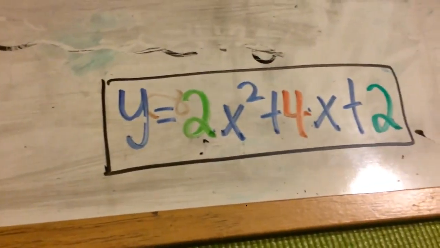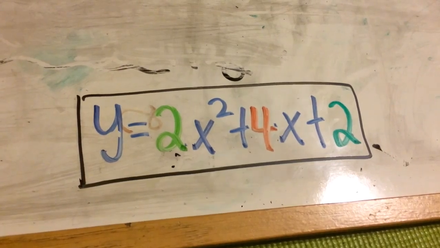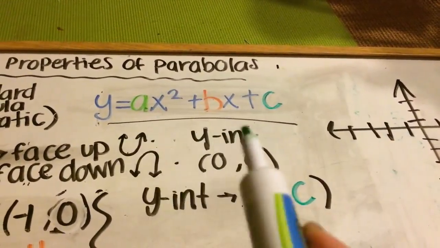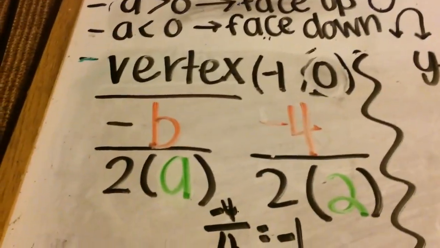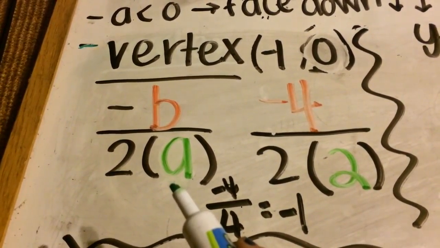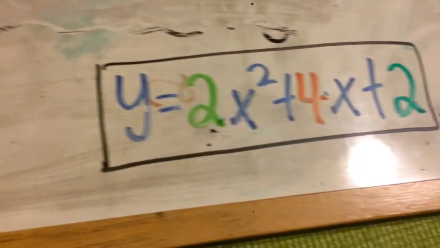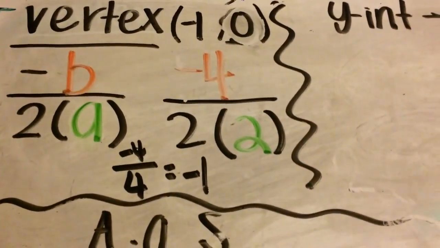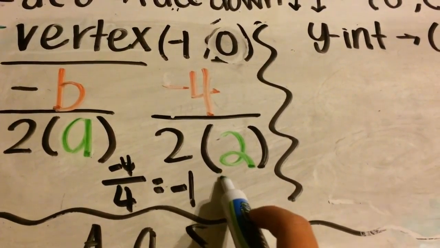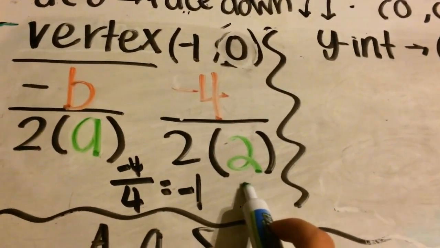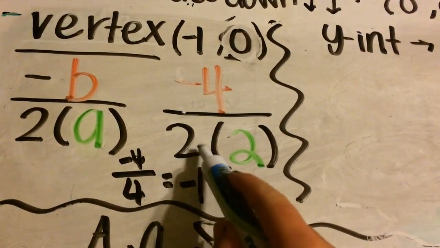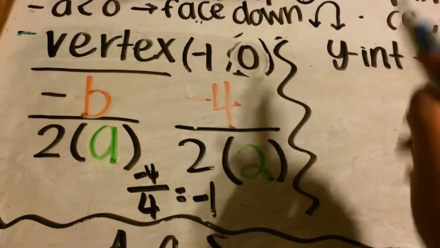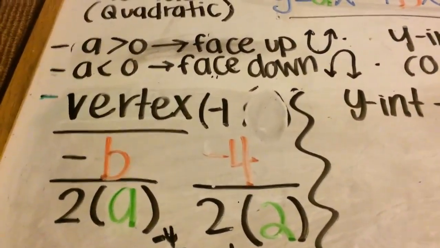Okay, so this is going to be our example problem, y equals 2x squared plus 4x plus 2. And if you noticed, I just color-coded this to make it easier for you to see from the original quadratic equation. Okay, so taking our formula, we're going to plug in our values. So over here it says this is a, this is b, this is c. We're negating b. We're taking a 2 and we're multiplying it by a, which is also a 2. And then we're solving. So you take the negative 4, 2 times 2 is 4, which is equivalent to a negative 1. And that is the x part of your vertex.